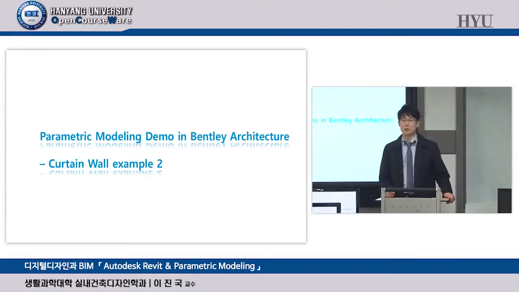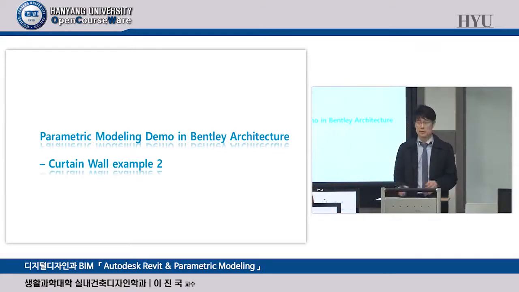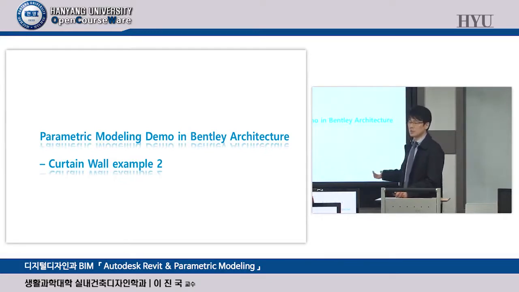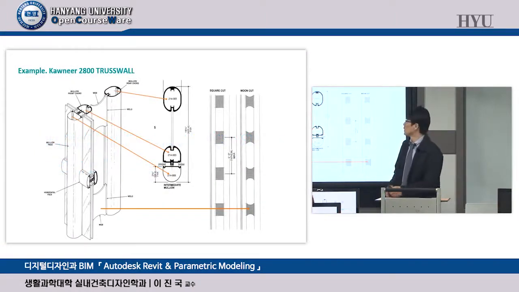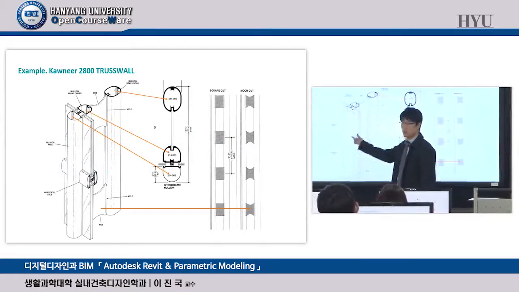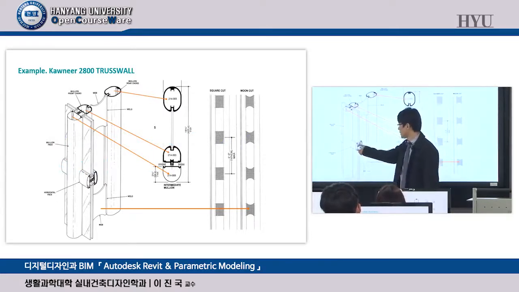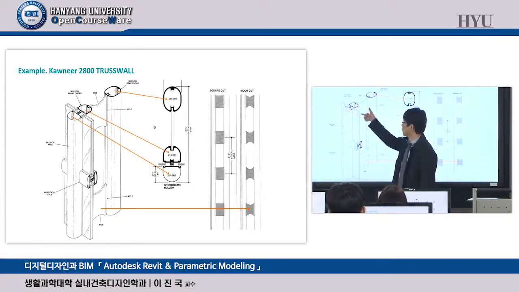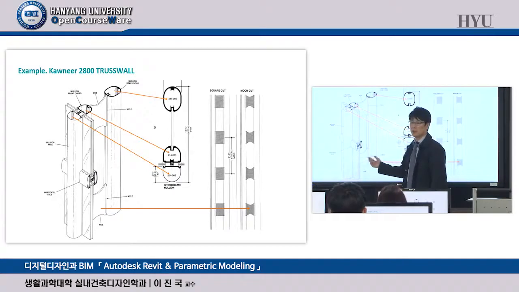So let me show you a little bit more detail about this curtain wall system, how to define it in a parametric way. Okay, thanks to my colleagues, the Revit Family Editor and others were all done at that time by the Georgia Tech Digital Building Lab. But this is the Bentley example. At first, take a look. Kawneer 2800 truss wall system. Okay, this one has a front mullion and rear mullion and horizontal frame mullion, and window panel, and there is a web, a half moon cut web, to connect the front and rear mullion systems.